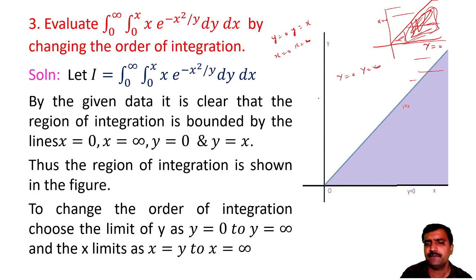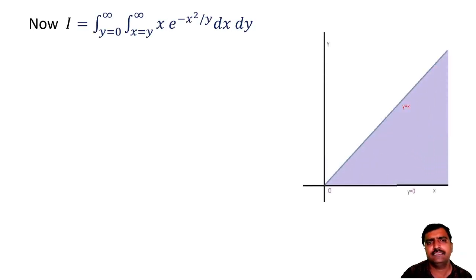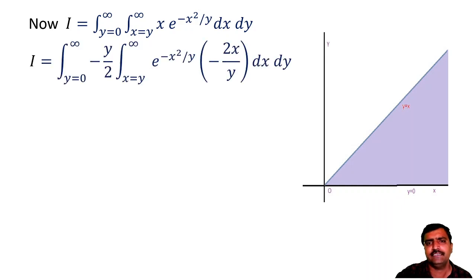So x varies from y, x varies from y, from here up to where it goes, up to infinity. x varies from y to infinity. So after changing the order, that integral is like this: 0 to infinity, x varies from y to infinity, x into e to the minus x square by y, dx dy.